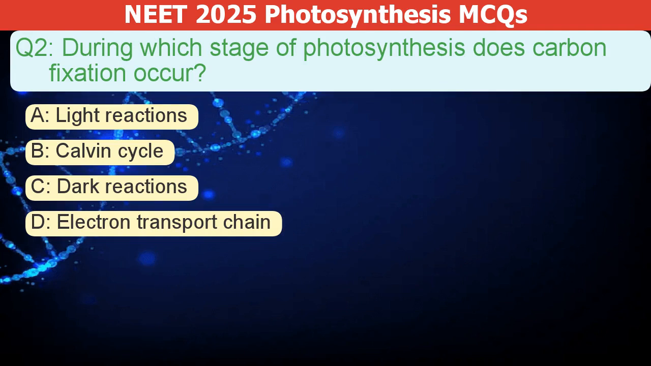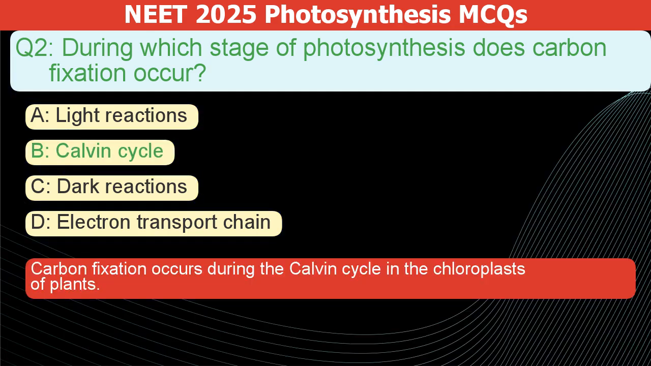During which stage of photosynthesis does carbon fixation occur? A. Light reactions. B. Calvin cycle. C. Dark reactions. D. Electron transport chain. The correct answer is B. Carbon fixation occurs during the Calvin cycle in the chloroplasts of plants.